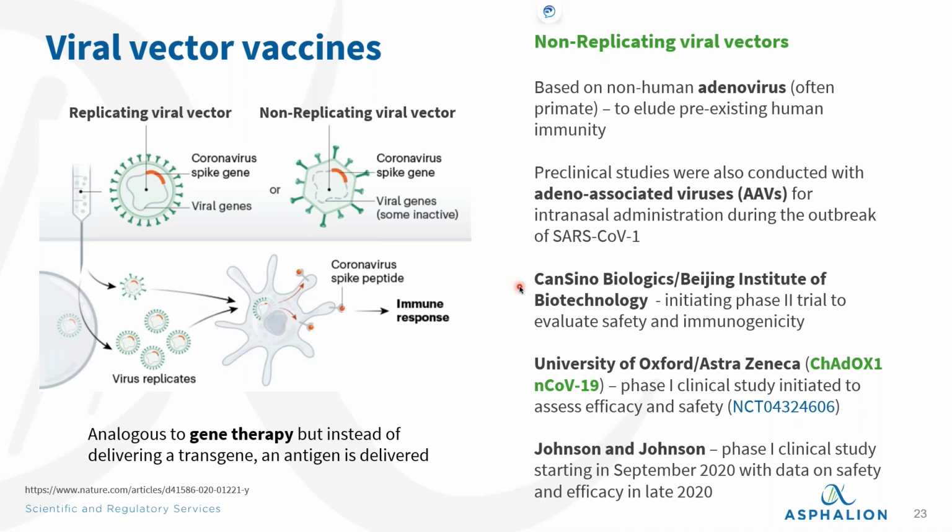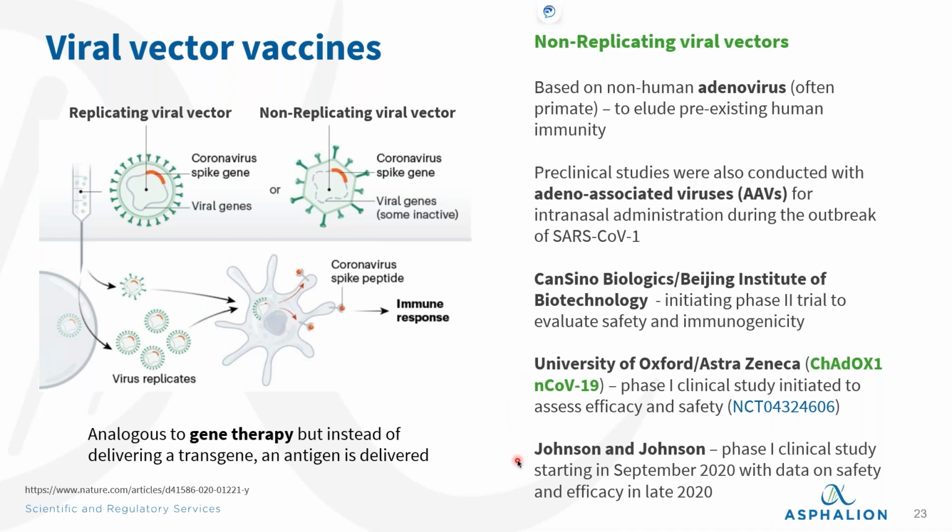But going back to the current outbreak, CanSino Biologics and the Beijing Institute of Biotechnology are initiating phase 2 trials in China with a non-replicating viral vector to evaluate safety and immunogenicity. And also a trial that's received quite a lot of media attention in the last few weeks is a trial from the University of Oxford with the support of AstraZeneca, which is a chimpanzee adenovirus-based vaccine, which is currently in a phase 1 clinical study, which has been initiated to assess efficacy and safety. And I think they're planning to move into phase 2 studies fairly quickly.